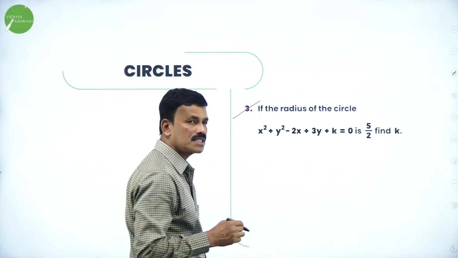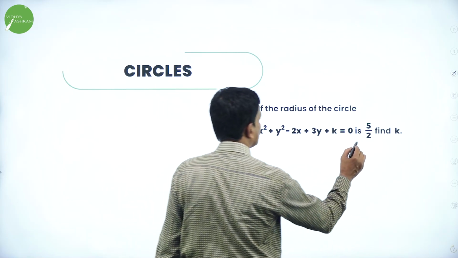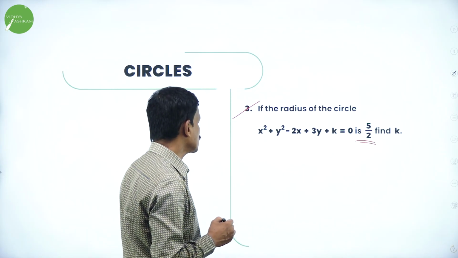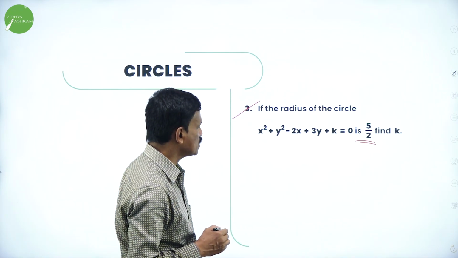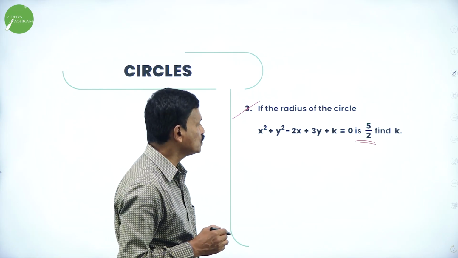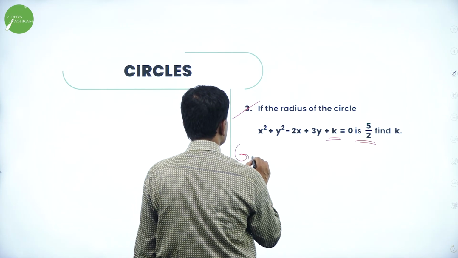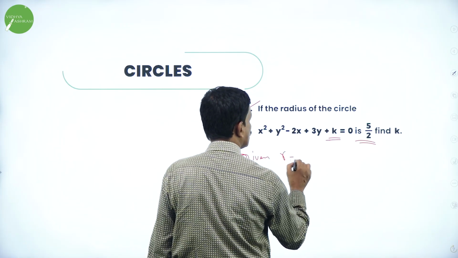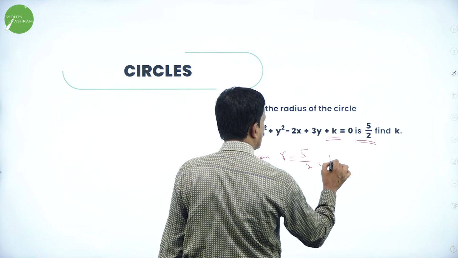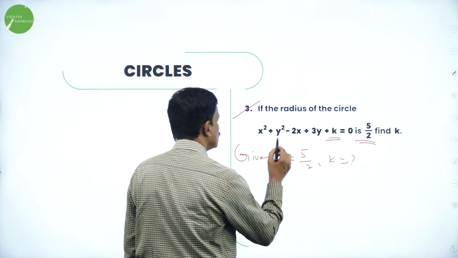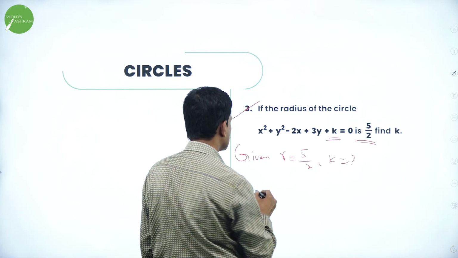If the radius of the circle is given, what is the radius? 5 by 2. If the radius of the circle x square plus y square minus 2x plus 3y plus k is equal to 0 is 5 by 2, find the value of k. So the constant is to be determined. What is given? Given radius r is equal to 5 by 2 and the value of k is to be determined. Just find out the center for this circle.